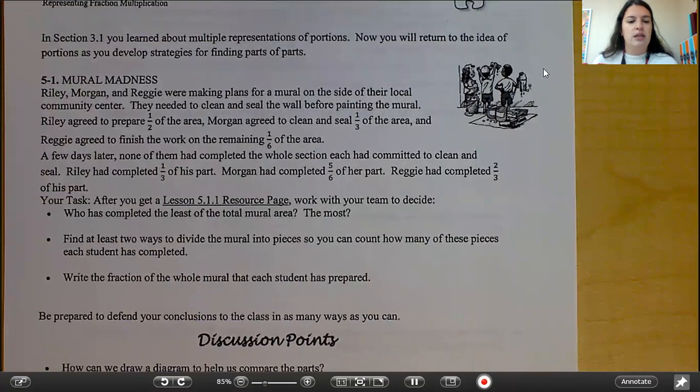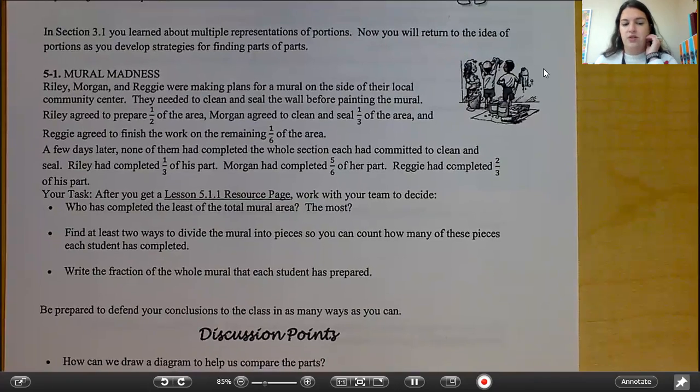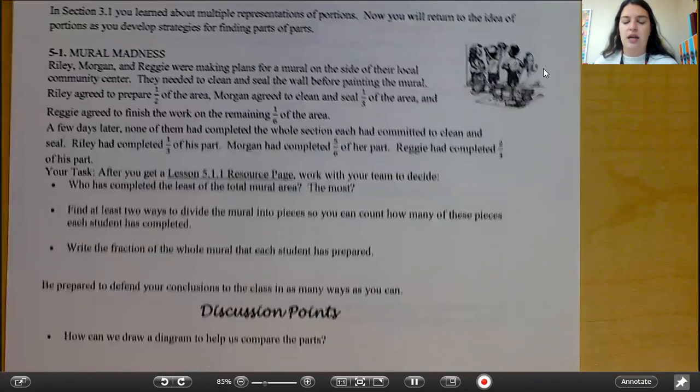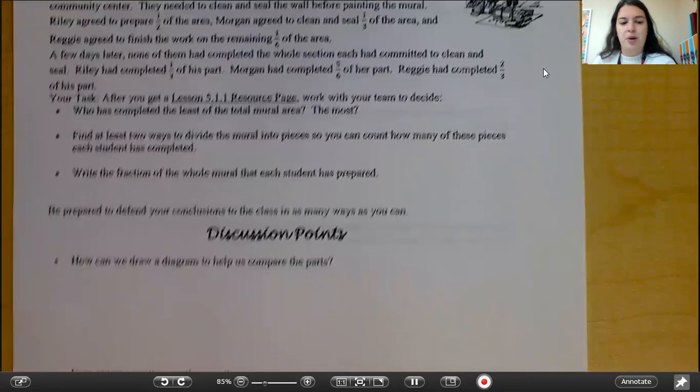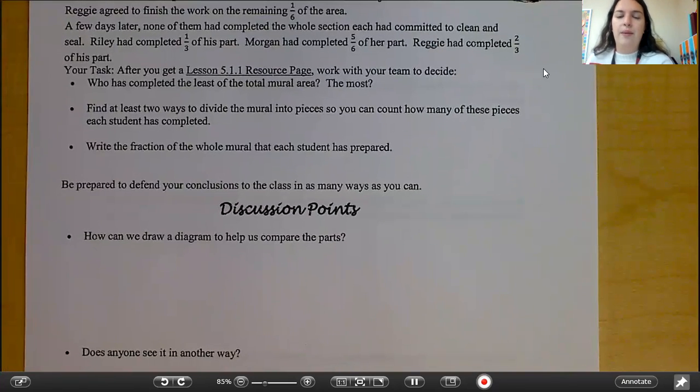Find at least 2 ways to divide the mural into pieces so you can count how many of these pieces each student has completed, and write the fraction of the whole mural that each student has prepared. Be prepared to defend your conclusions to the class in as many ways as you can. Discussion points: how can we draw a diagram to help us compare the parts, and does anyone see it another way? So your job is going to be to answer this question, 5.1, in lesson 5.1.